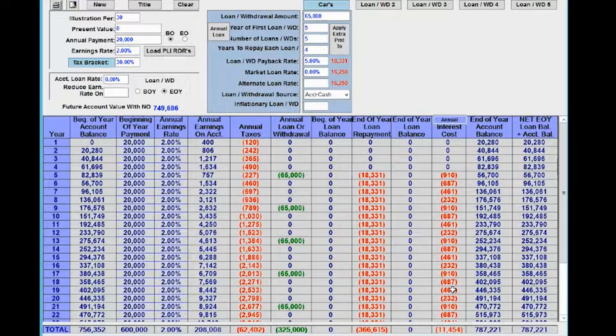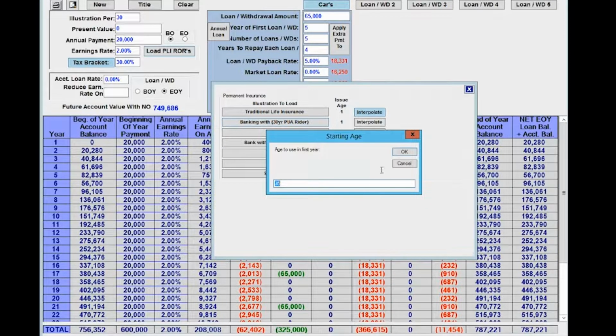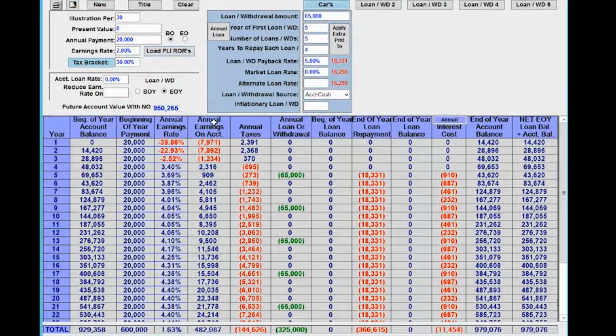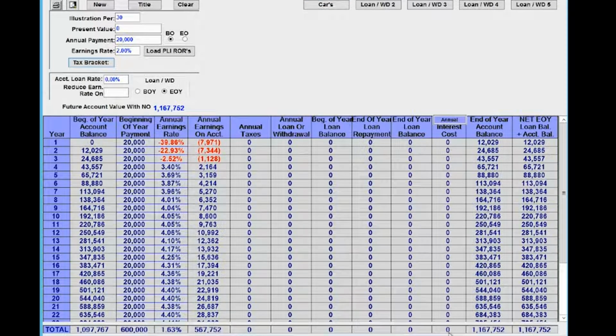Okay, so now what we want to do is include life insurance. There's a couple of different things. I'm going to load in the life insurance contract that we looked at early on, and you can see in the first couple of years it's different. You don't have dollar-for-dollar access in the first couple of years, but we also have to turn off taxes because you don't pay taxes on the growth. You can see the dramatic difference. Instead of $749,000, you're over 1.1 million in cash value.